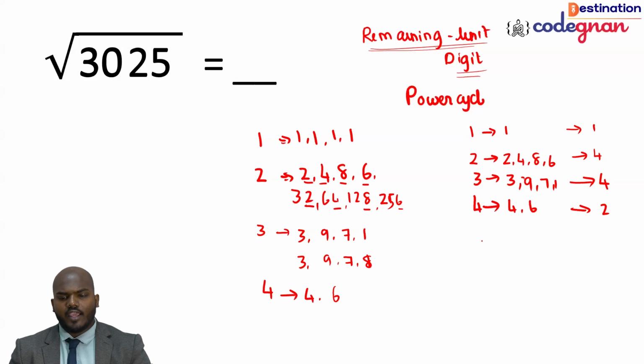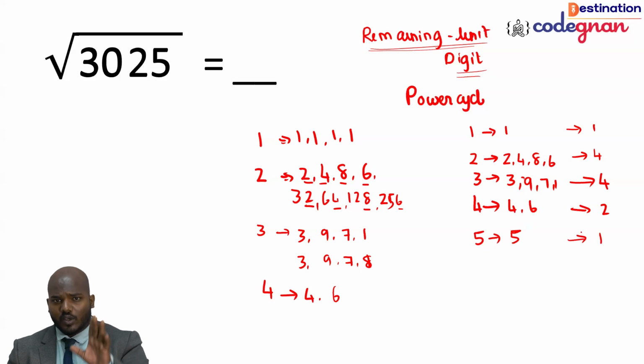And going to the number 5, we have only one, that is 5. 5 square is 25, and 5 cube is also ending with 5. 5 power 4 also has the last digit 5. All of them end with 5 only, so the power cycle of 5 is only 5. Next digit is 6. 6 power 1 is 6. 6 square is 36, ending with last digit 6. And 6 cube also ends with 6. So it ends with 6 only, and there is only 1 factor here.